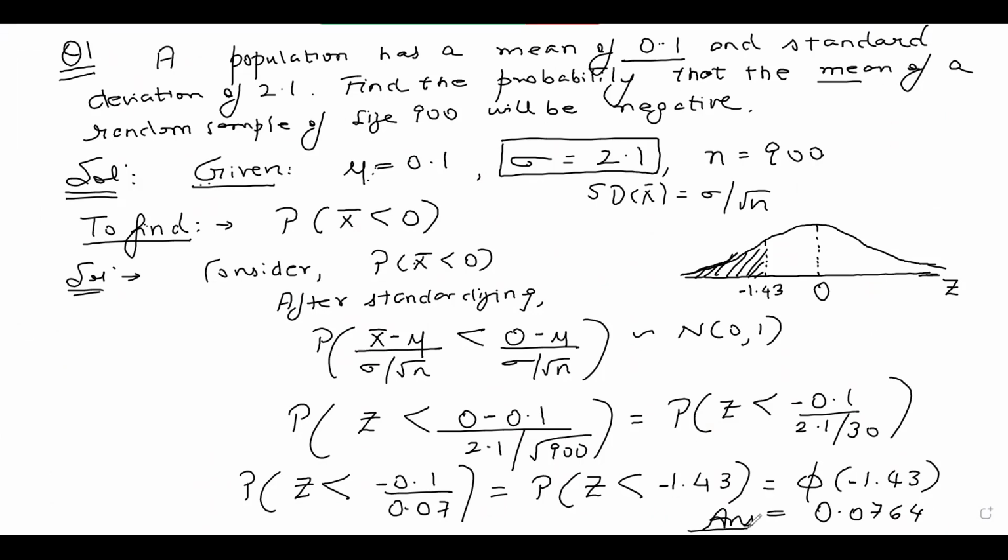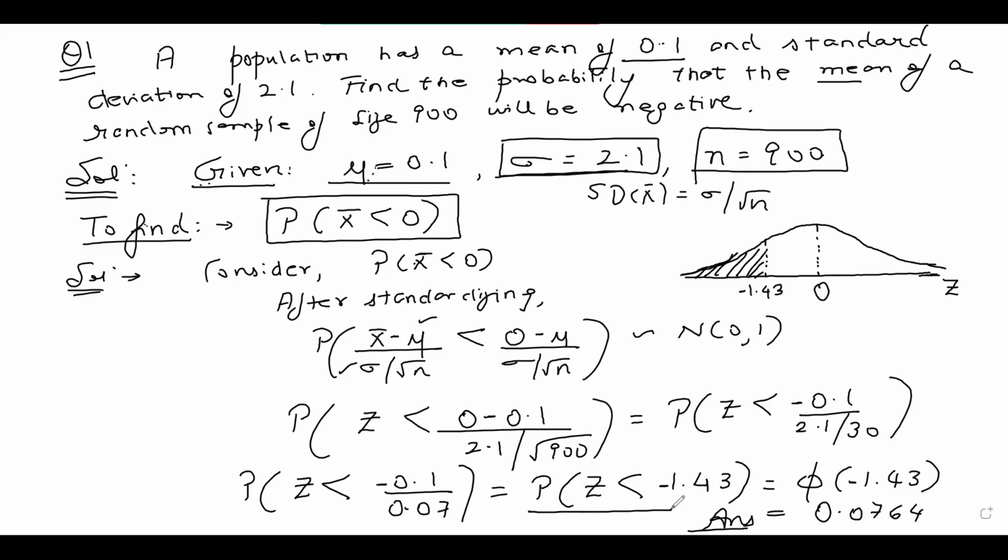Okay, so I hope students have understood how we have solved it. We were given the population mean, the population standard deviation, and the sample size. We had to find the probability of X bar taking a value less than 0. I standardize on both sides by subtracting the mean and dividing by the standard deviation of X bar. I put in the values, and I get the probability of Z less than negative 1.43. From the table, it's everything to the left of negative 1.43, which is phi of minus 1.43, and phi of minus 1.43 is 0.0764.